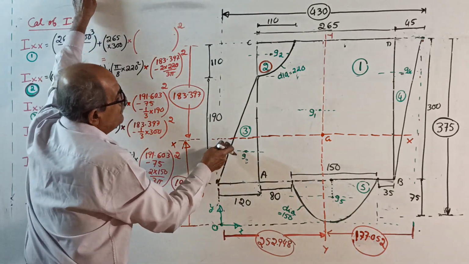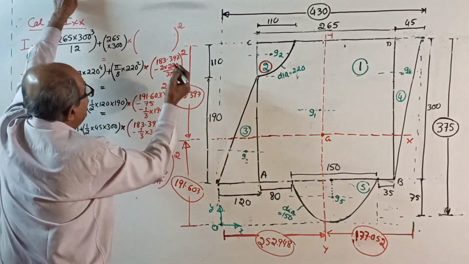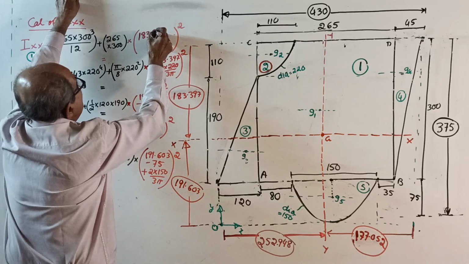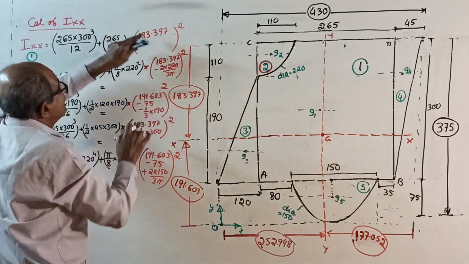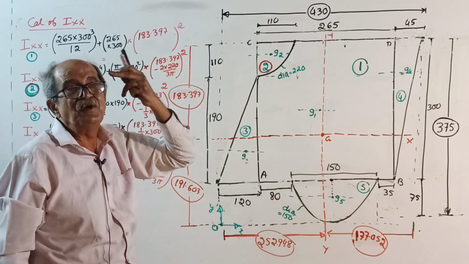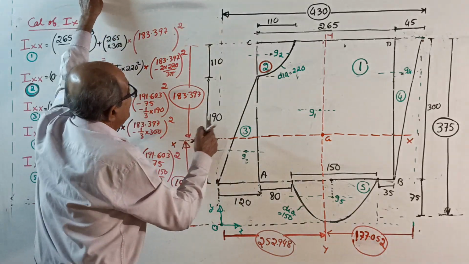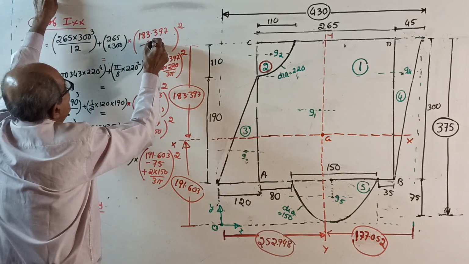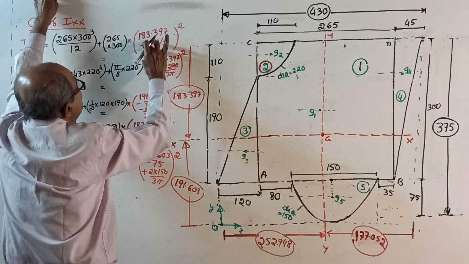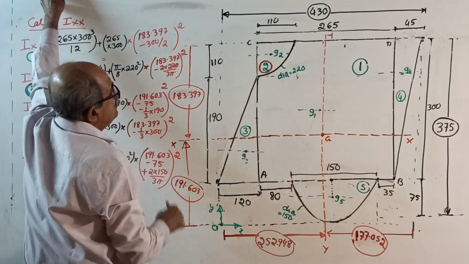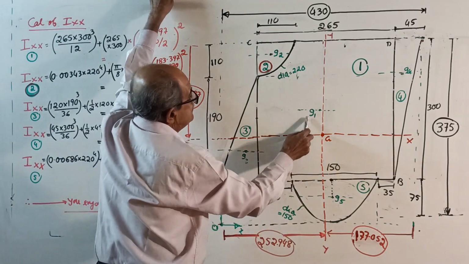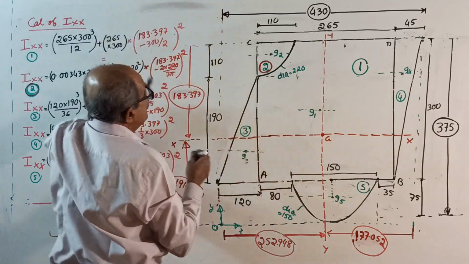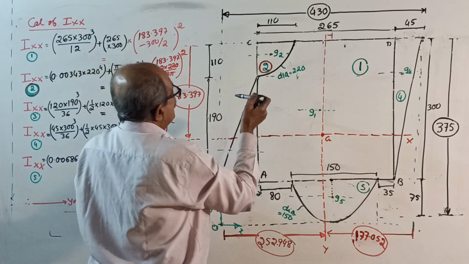Okay, that is how much? 150. See, I can make out 183.397. Actually, when I was about to write H, I was thinking I was doing IYY. 183.397 minus 300 by 2, 300 by 2 whole square. See, if such a mistake happens, I can make it out immediately. See, this distance minus this distance is this distance.